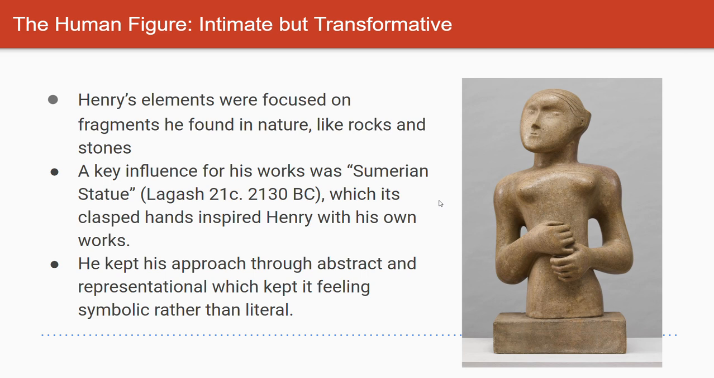We see with this one that Henry's elements were very focused, obviously, by the texture from rocks and stones that he found outside. A key influence for his works was the Sumerian statue, where you can see the clasped hands on the statue that he's done. And his approach through abstract and representational meant it kept feeling more symbolic than literal.